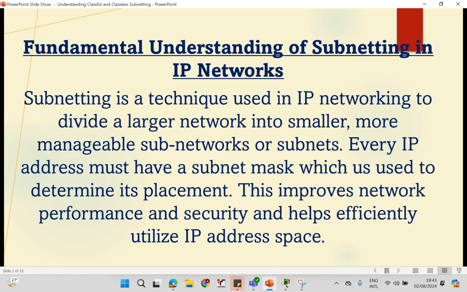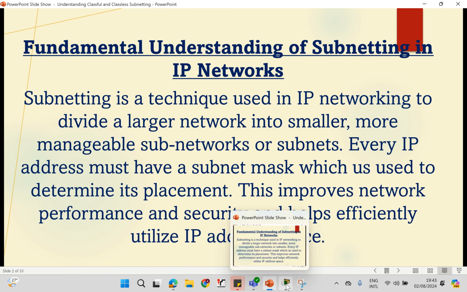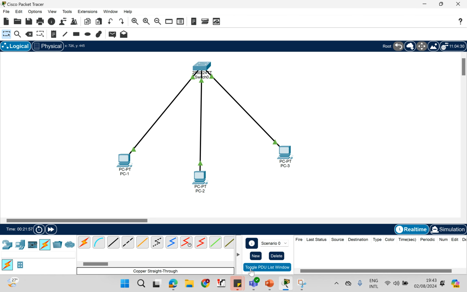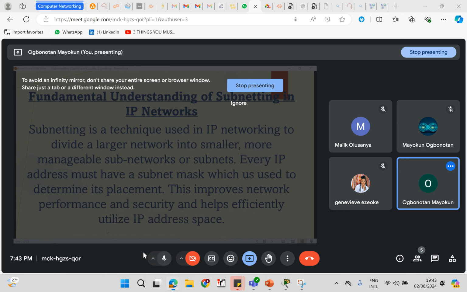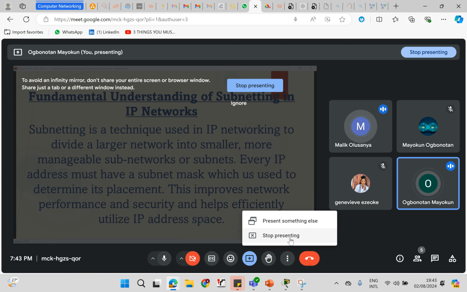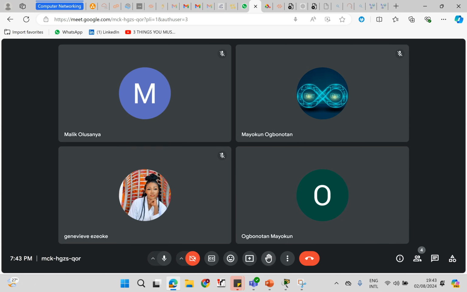Now, what are we saying here? You will remember that anytime we power up our PC in Packet Tracer and you assign an IP, automatically a subnet mask appears. Give me a moment. I want to power up my Packet Tracer and show us something. Now, I'm going to stop sharing. Are you with me?